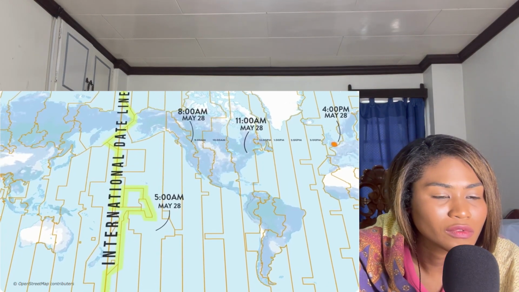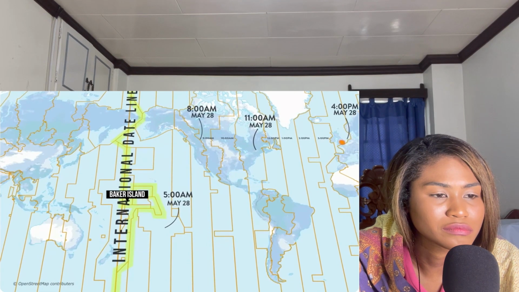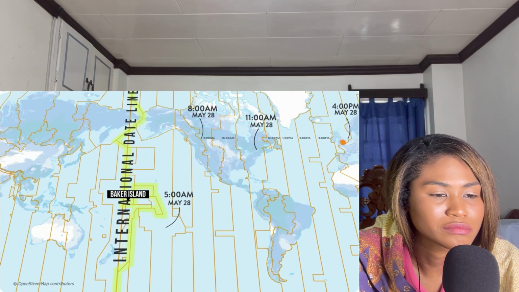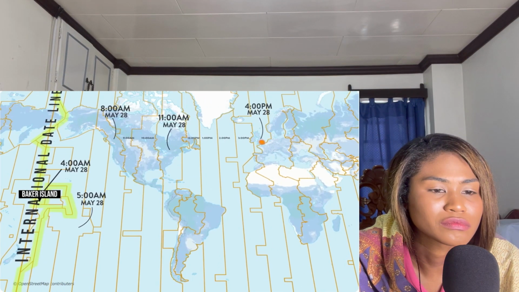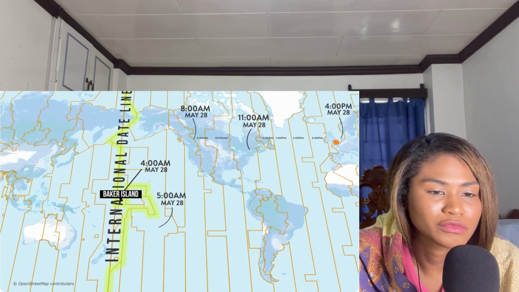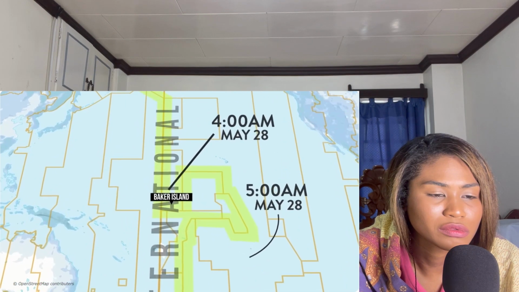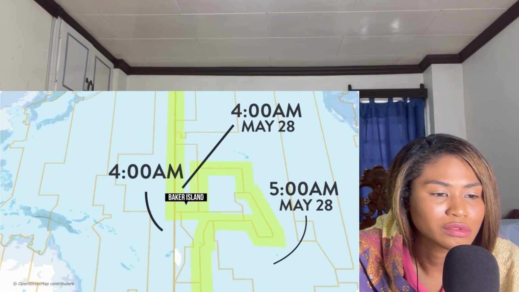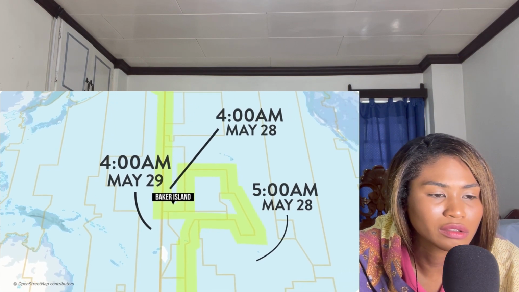If you were to be in the Baker Islands, which is like a random uninhabited U.S. island in the middle of the Pacific Ocean, you would be at 4 a.m. So it's 4 p.m. over in Greenwich, and it's 4 a.m. on this random island in the Pacific. Then you cross this messy looking line. It's still 4 a.m., but now it's the next day. It's May 29th at 4 a.m.